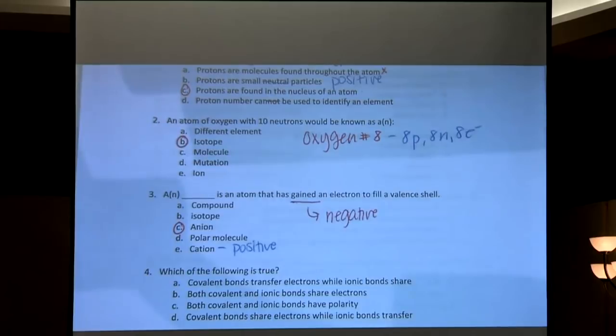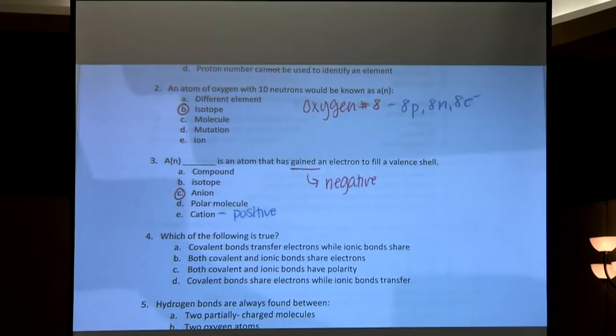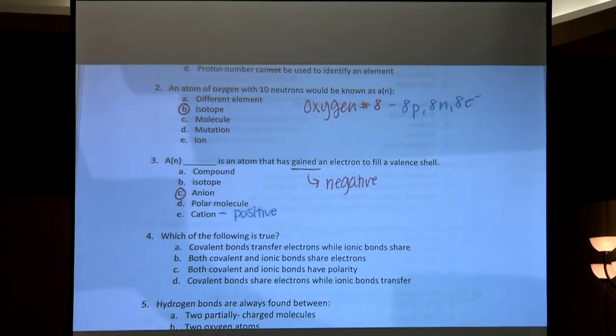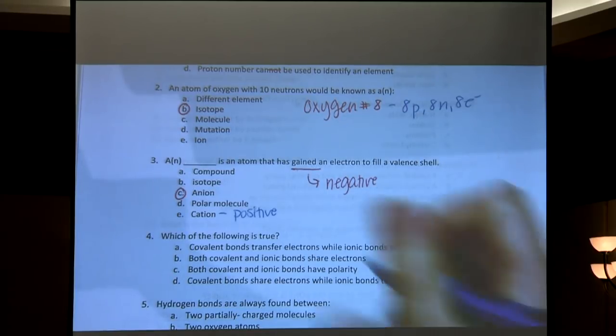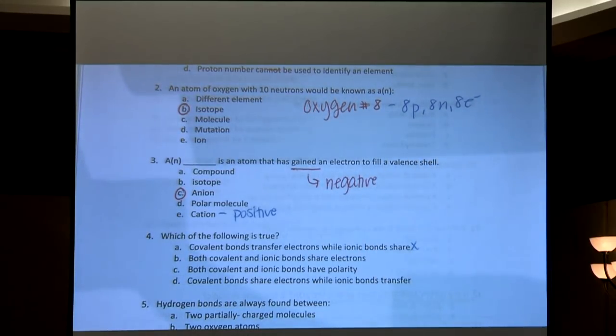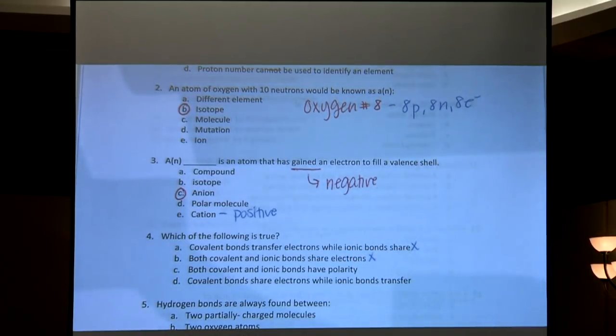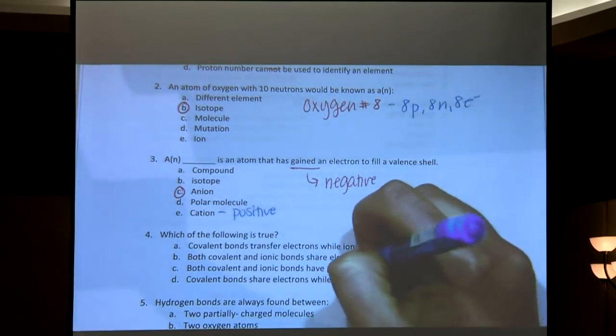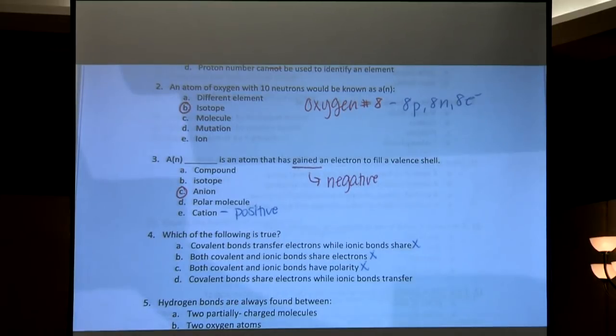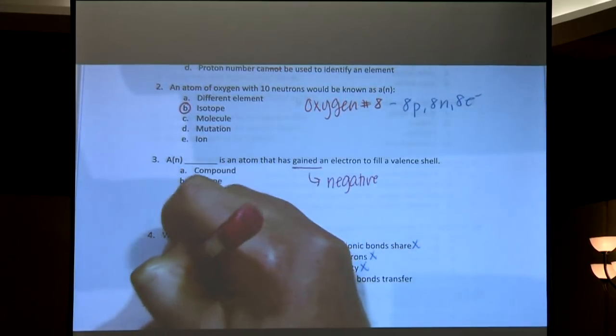For number 4, we're getting a little more into structure and bonds. Which of the following is true? Covalent bonds transfer electrons while ionic bonds share. Is that true? No. How about, do both of them share electrons? Good, I see some heads shaking no. Both covalent and ionic bonds have polarity. That's not always true either. So D, covalent bonds share electrons while ionic bonds transfer. How about that one? Good. This one is true.